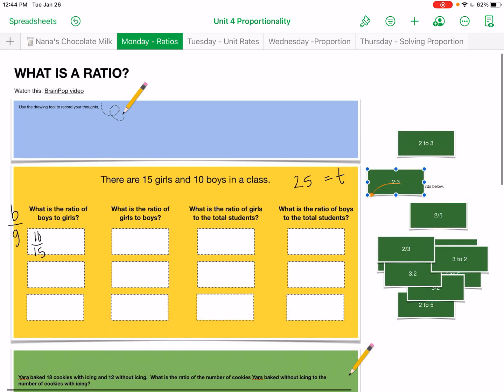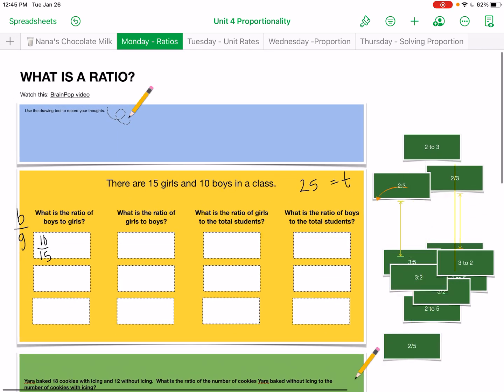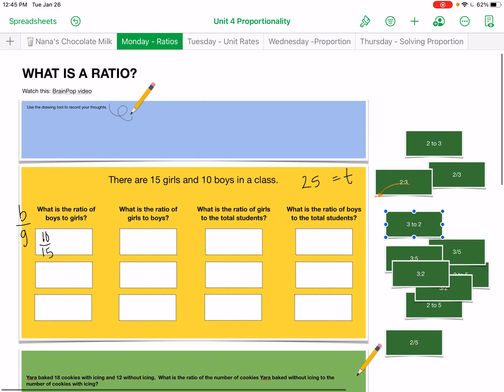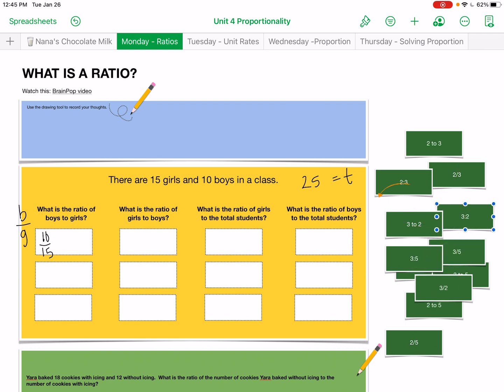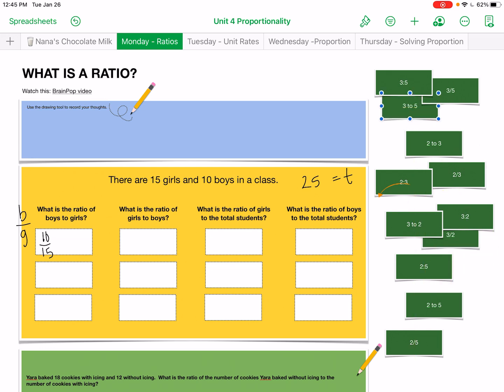We have 2/3, 2/5, 3 to 2, 3 to 5, and 2 to 5 as choices. I'm going to sort these.